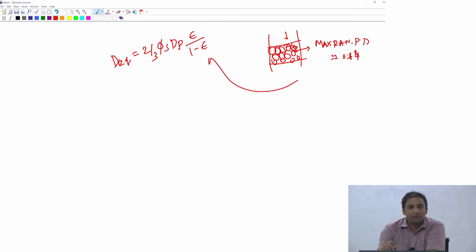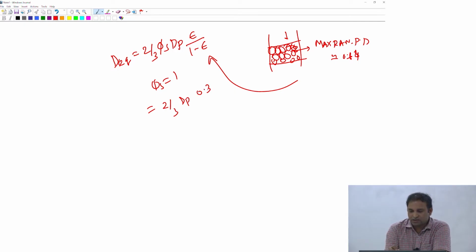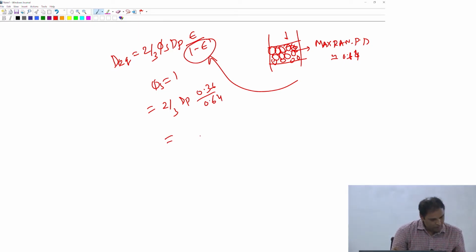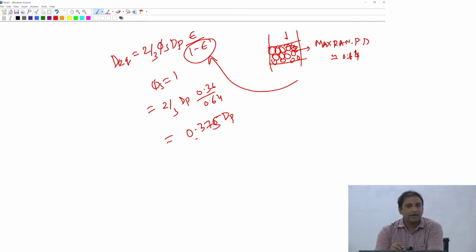If I substitute that value here, and I am working with spherical particles, your phi s is 1, so it is 2 by 3 into dP times 0.36 divided by 0.64, where 0.36 is 1 minus the packing density. The number you get is of the order of 0.375 dP. This is a good exercise to do. It tells you that the diameter of the channels through which the liquid is flowing is much smaller than the dimensions of the particle itself, of the order of 0.38 or something like that.